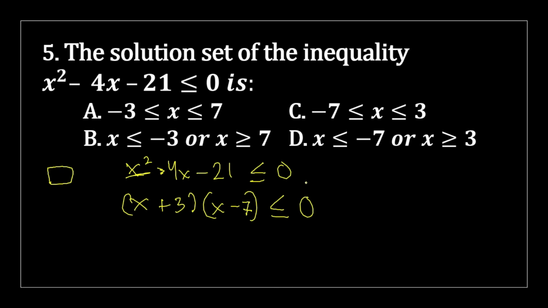So let's say x plus 3 is less than or equal to 0, and x minus 7 should be greater than or equal to 0. This one should be negative and one should be positive in order for us to get a negative value, because negative times positive is negative, and negative is always less than 0. So now let's get the value of x here.